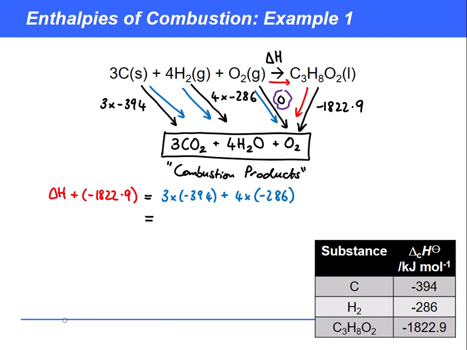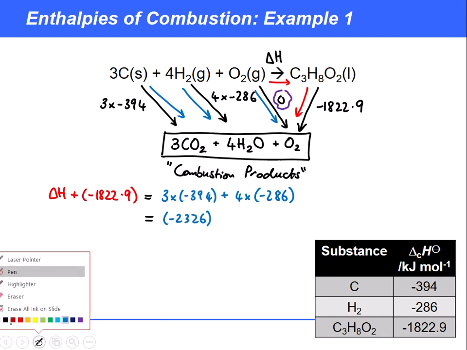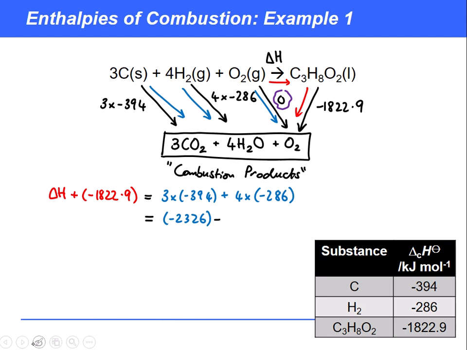So now our final step is to solve. So we've got minus 2326 on this side. We need to subtract from that what was on the right hand side, minus 1822.9, and therefore we find that delta H is equal to minus 503.1.